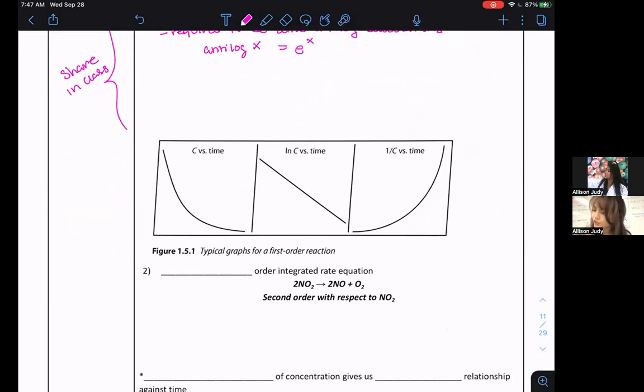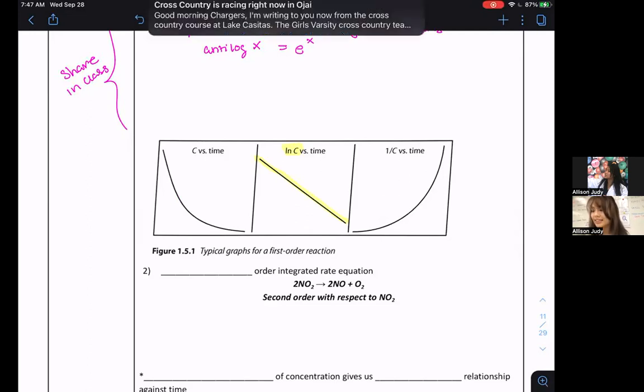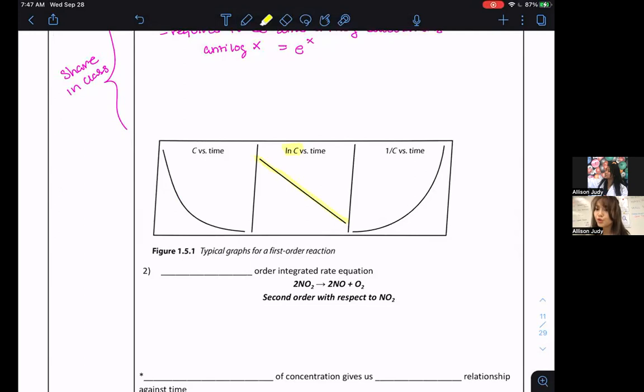So for a first order reaction, we see that the natural log of our concentration after a specific amount of time is a linear relationship. So what this is showing you is how we can identify first order reactions graphically. If you see on a graph that you get a linear trend when you're graphing ln of concentration versus time, you know that you're working with a first order reactant.